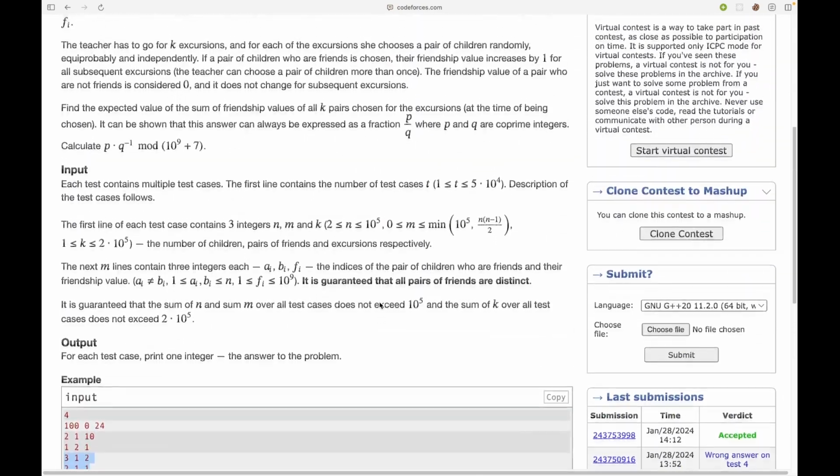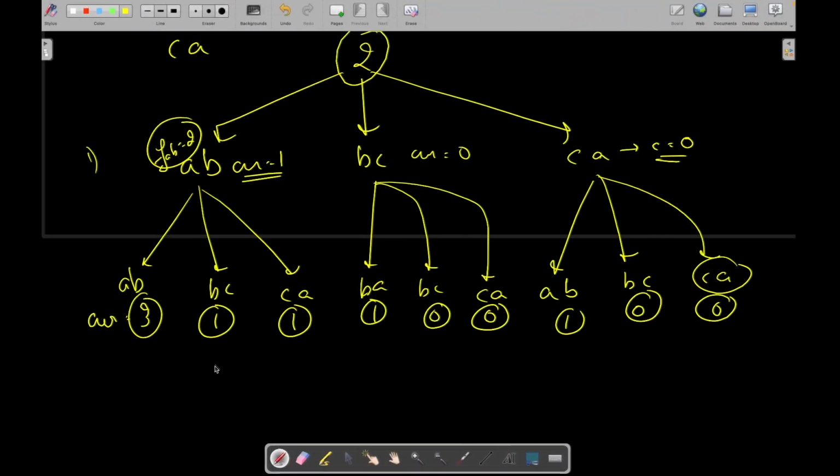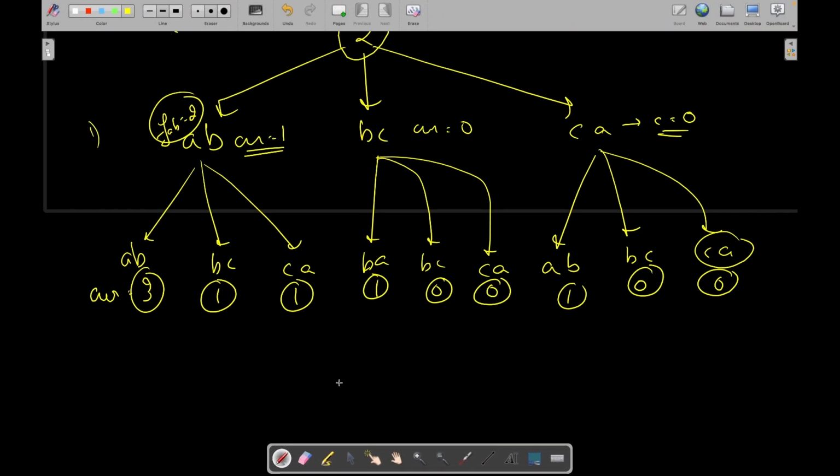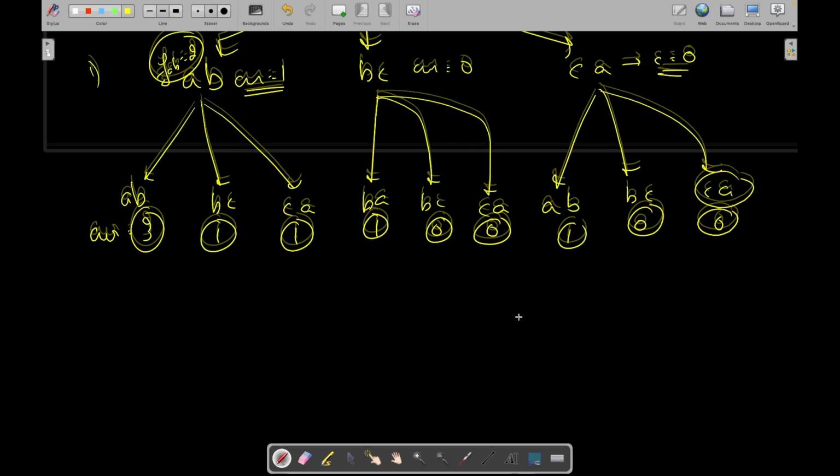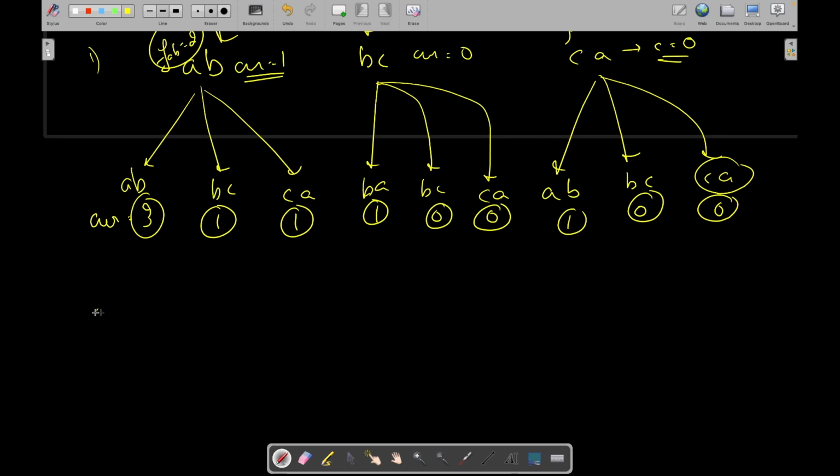Now in the problem it is said that all these occurrences are equiprobable. So there are 1, 2, 3, 4, 5, 6, 7, 8, 9 occurrences, and all of these are occurring with equal probability. So the expected value becomes 3 into 1 by 9, because the probability is the same, right? So 1 into 1 by 9 plus 1 into 1 by 9 plus 1 into 1 by 9 plus 0 into 1 by 9, and so on.